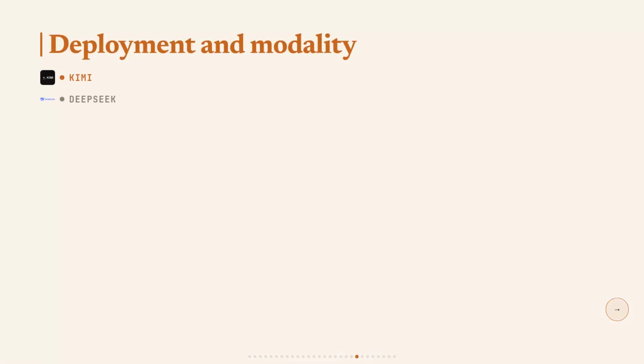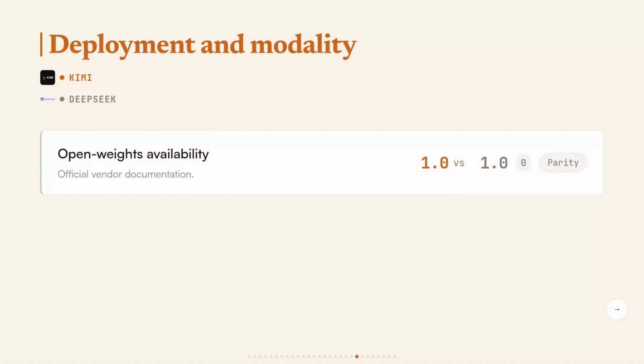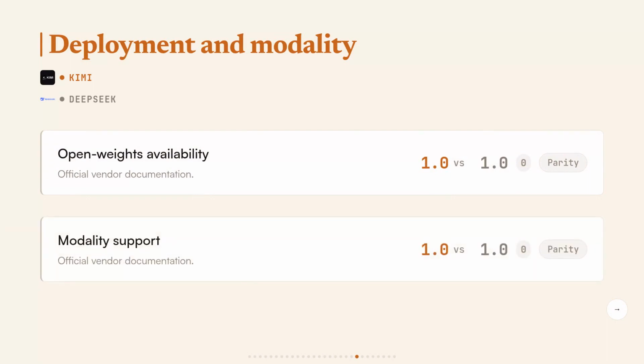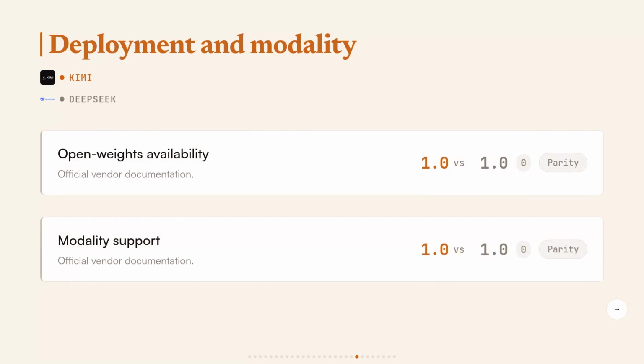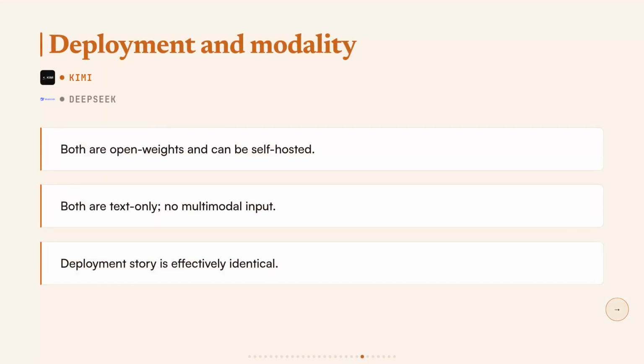I went through the official documentation for both. Kimi K2 is open weights and self-hostable. DeepSeek v3.2 is open weights and self-hostable. Both are text only, no multimodal input on either side. The deployment story is genuinely identical, which is actually a good outcome for anyone who needs to keep their code on their own hardware. The parity here is real, not a cop-out.